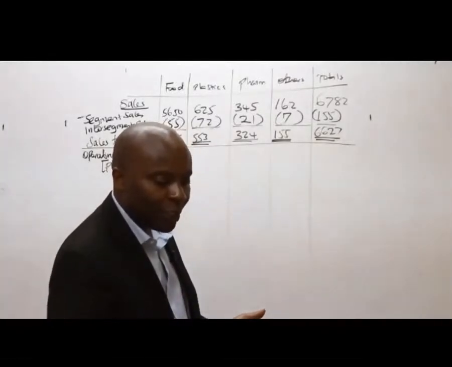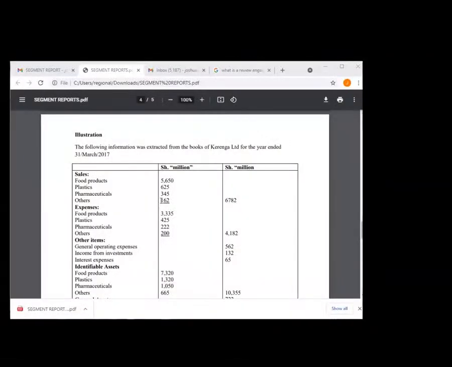The next one, what are they telling us? The next one is here. You can see the next segment is called plastics. So you pick 625 as the revenue for plastics minus 425 as the expenses for plastics to get operating profit. So we have 625. I hope you are able to follow.